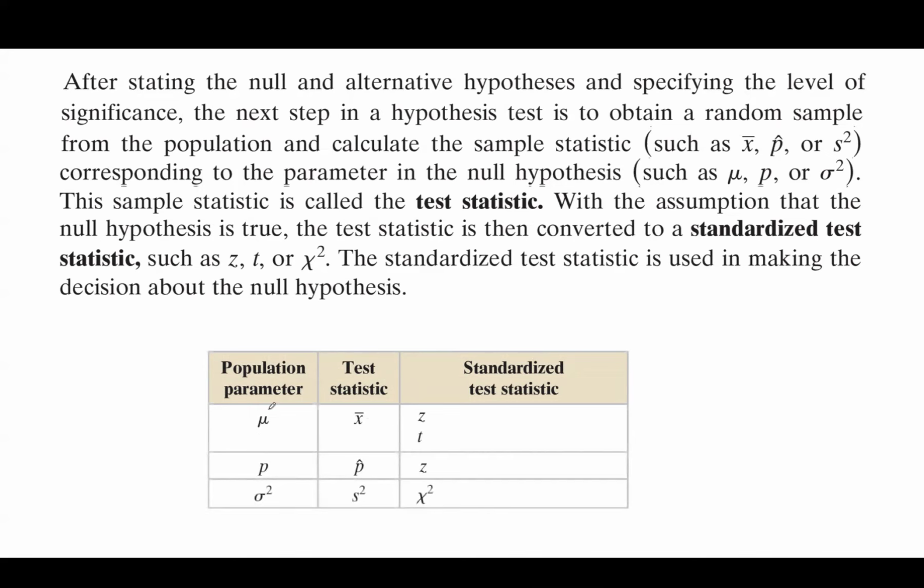If the population parameter is the population mean, you're going to use the mean of the sample and then convert that into z or t. If sigma is given, it's a z. If sigma is not given, it's a t. If the population parameter is proportion, you're going to use the sample proportion p hat, and then the standardized test statistic is z. If the population parameter is variance, then you're going to use the sample variance, and the standardized test statistic is chi-squared.